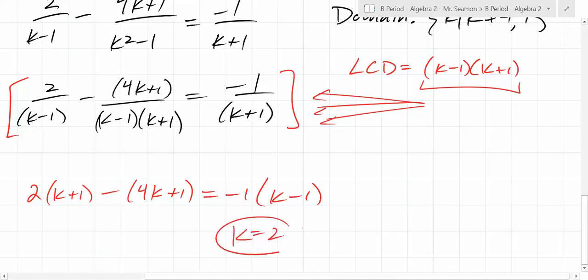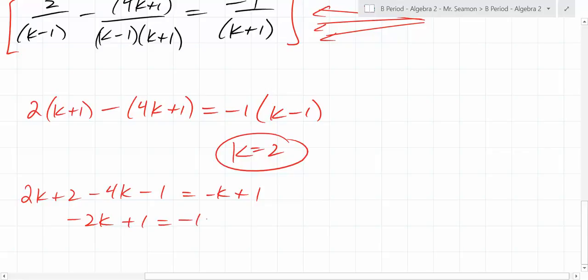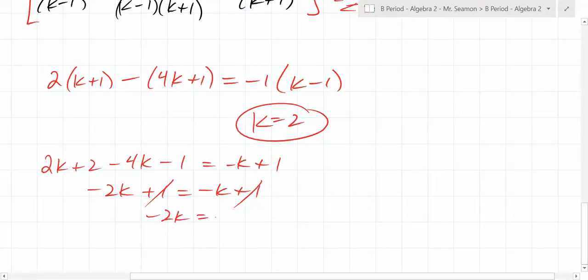Who got k equals 2? Anybody get k equals 2? Anybody? No? Okay. 2k plus 2 minus 4k minus 1 equals negative k plus 1. Negative 2k plus 1 is equal to negative k plus 1. That goes away. So we end up with negative 2k equals negative k. So negative k equals 0. So k equals 0.